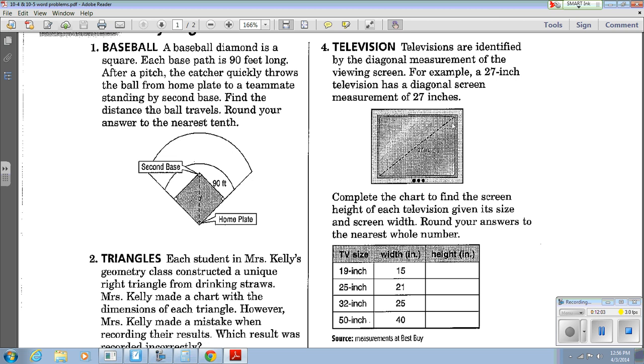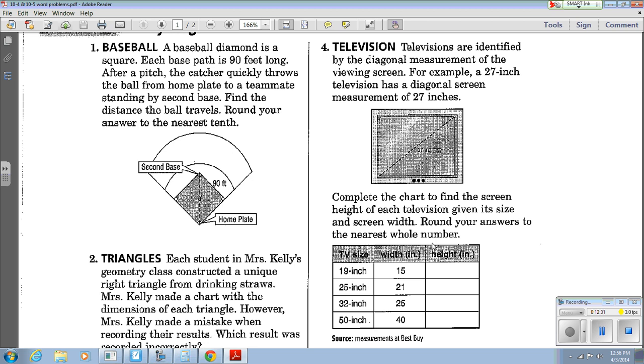So when you see any ad, or you walk into a Best Buy or Target or Walmart, and they say this TV is a 42-inch TV or a 50-inch TV, they are measuring corner to corner. That's how they're measuring it. So what we're going to do here, we'll practice. In this problem they are going to give you the TV size, which happens to be the measurement from corner to corner. And then they're going to give you the width. And we're supposed to find the height.